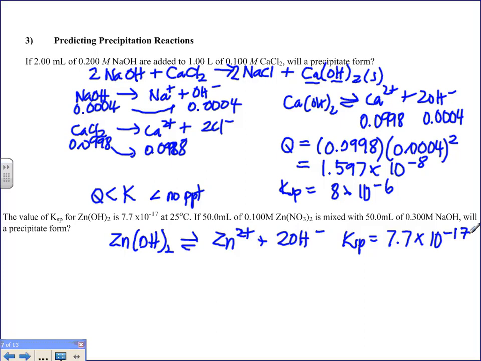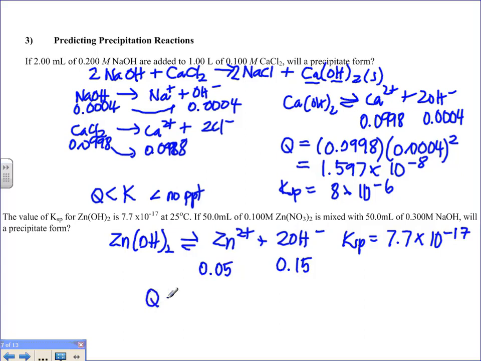When you examine the dilutions, what you find is that the hydroxide concentration provided by the sodium hydroxide in the solution is 0.15. Essentially, the volume has doubled, so the concentration has halved. Same for the zinc, its concentration is halved. So those are the concentrations of zinc and hydroxide in this solution when it's combined.